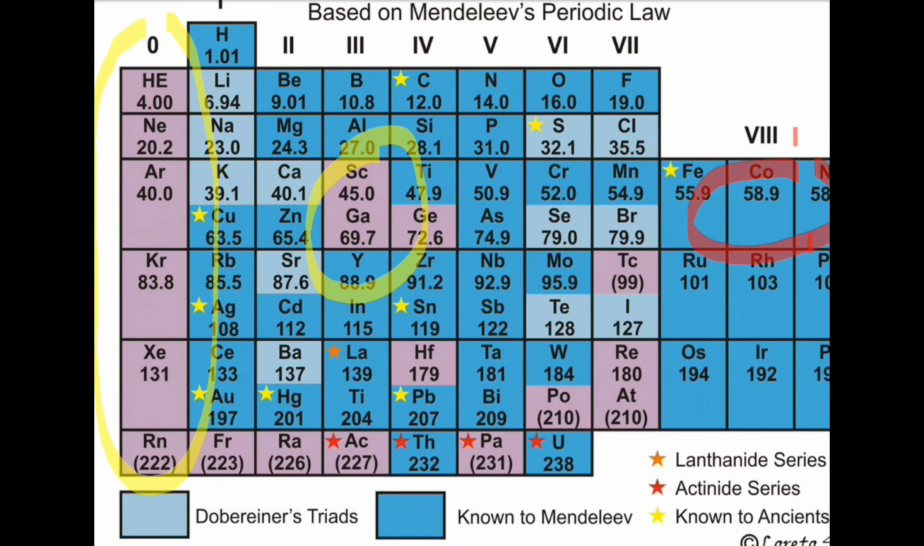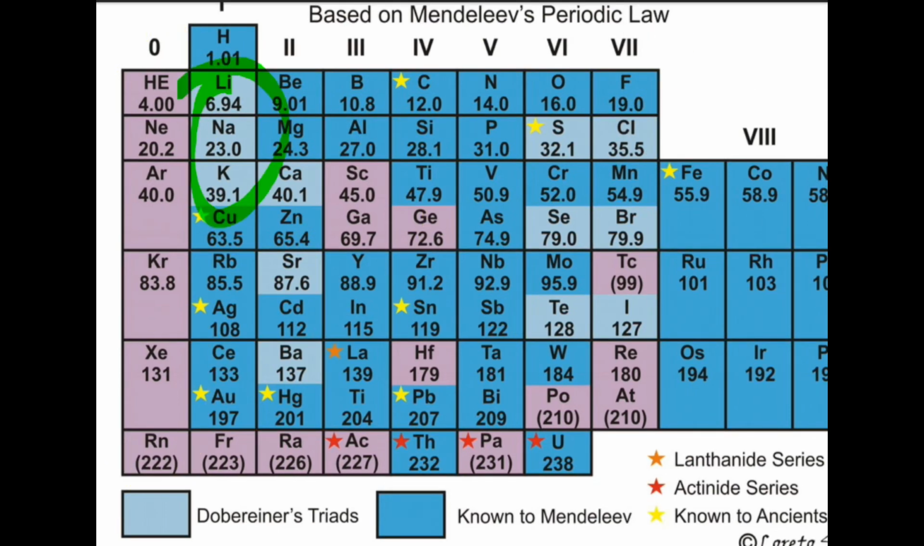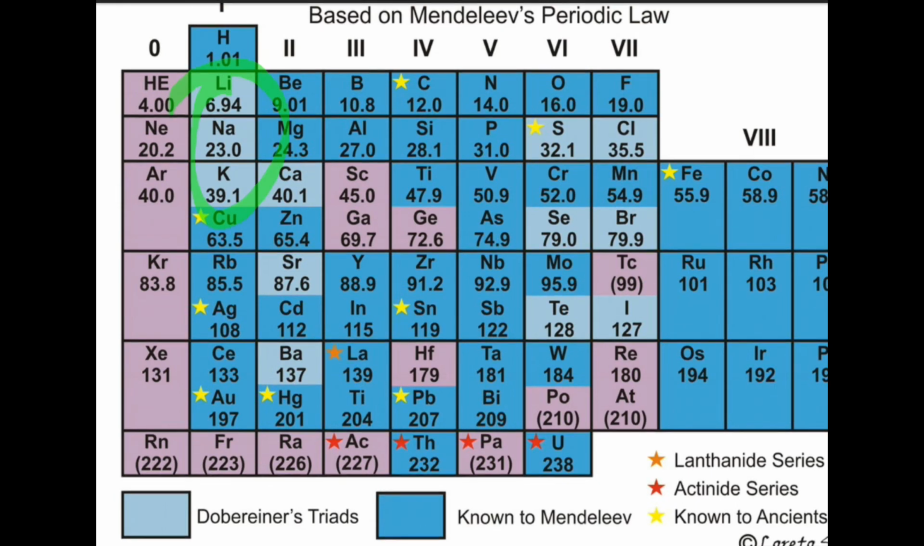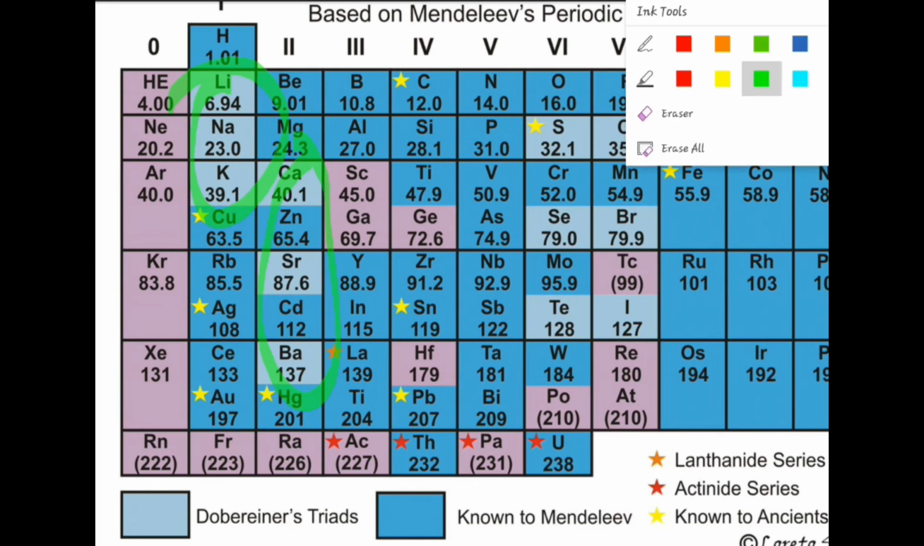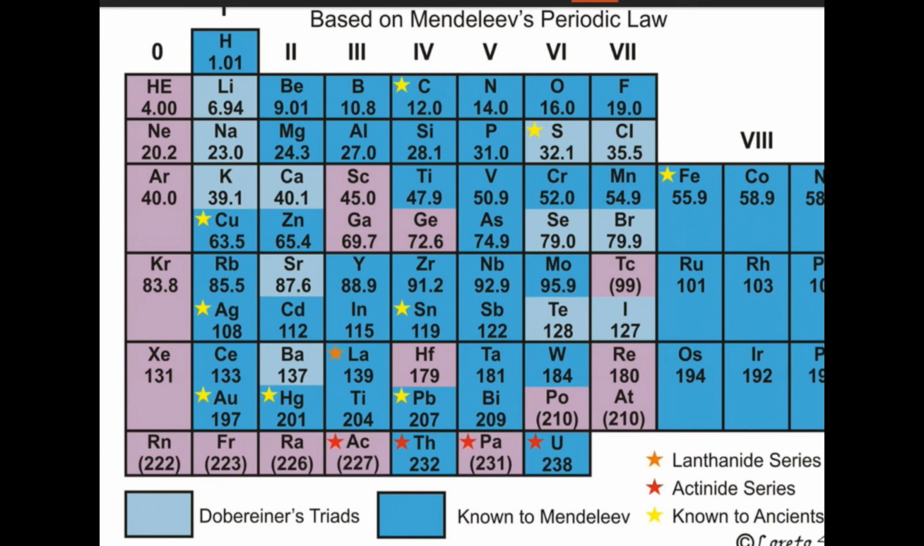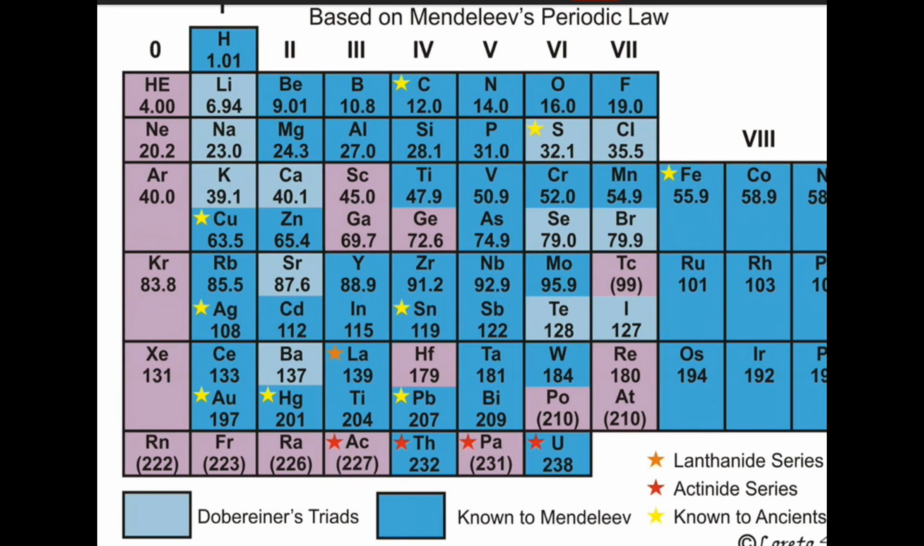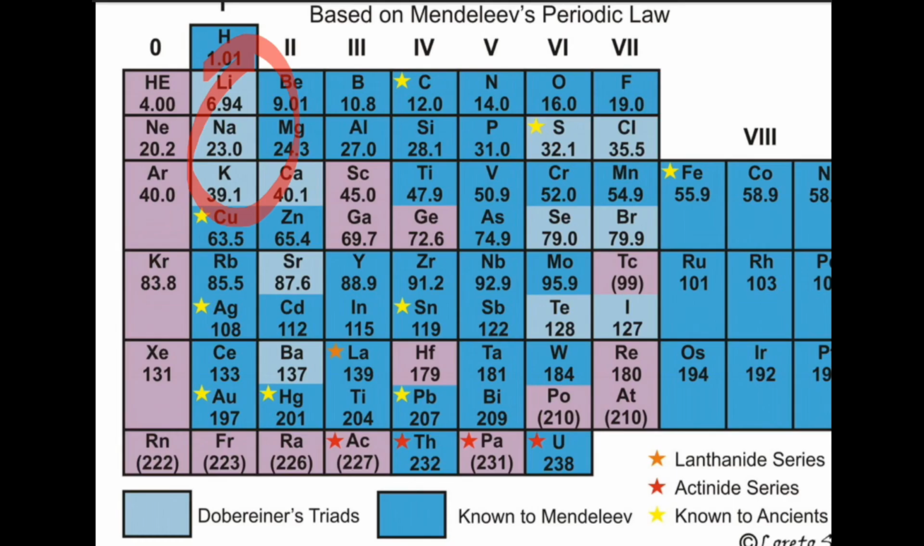If you look at this lighter shade color, lithium, sodium and potassium, what are these? They are Dobereiner's triads. Even Dobereiner's triads could find a place in Mendeleev's periodic table. Whatever you see in blue are the elements that were known before, and the colored ones are those that were discovered later. Now let us see what the drawbacks of Mendeleev's table are. Can you guess the drawbacks?